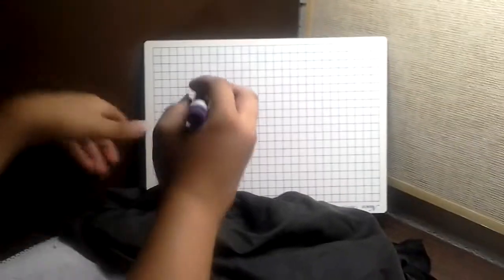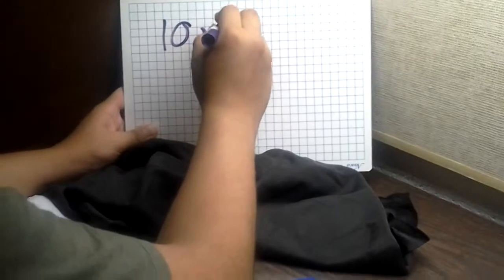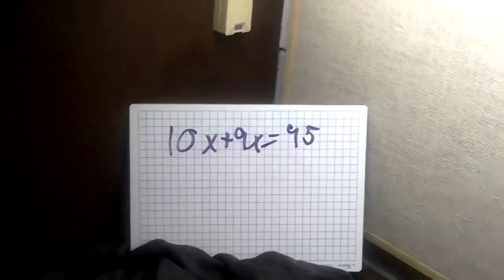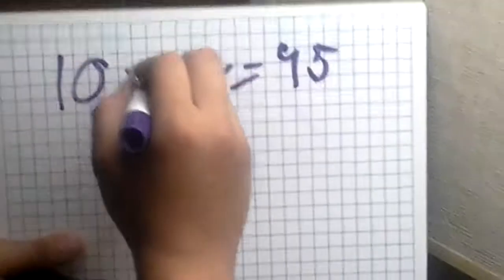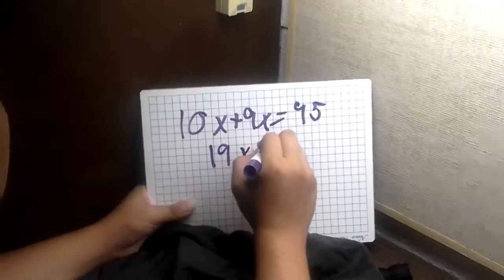And that's all for combining like terms. And sometimes you can solve if the expression has an equal sign like this. 10x plus 9x equals 95. Here you can also combine like terms like we did before. So positive 10 plus 9 equals 19. 19x equals 95.